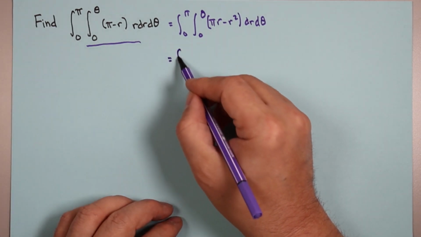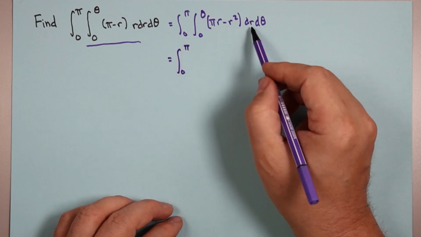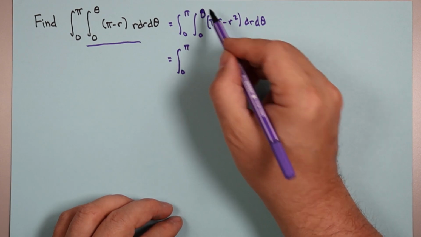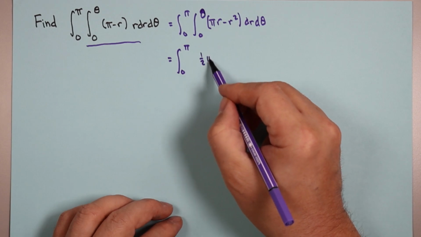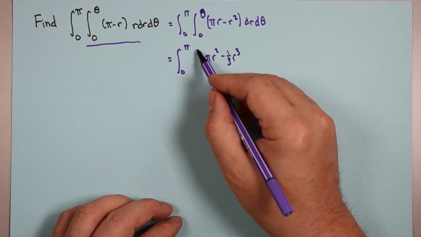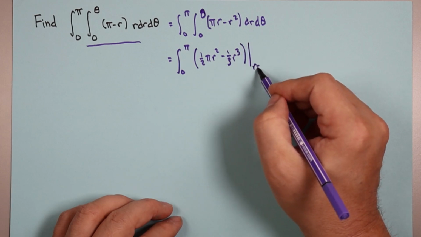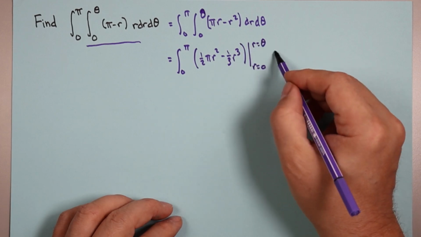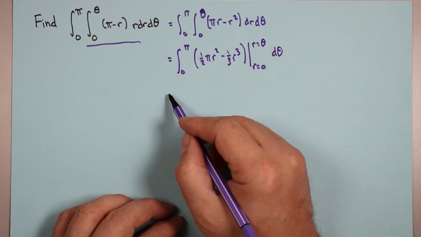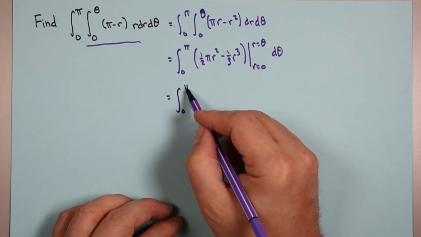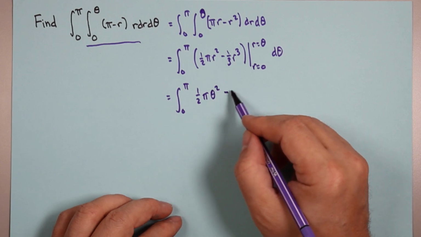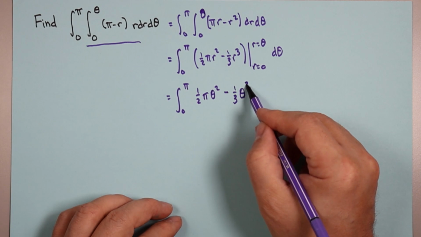All right, now we'll start. We're integrating with respect to r because we're in the inner layer. So the integral of pi r is 1/2 pi r squared, and the integral of r squared is 1/3 r cubed. Now we're evaluating from r equals 0 to r equals theta. The nice thing is when you plug in 0, you get 0. So we plug in theta, and we get the following: integral from 0 to pi of 1/2 pi theta squared minus 1/3 theta cubed.